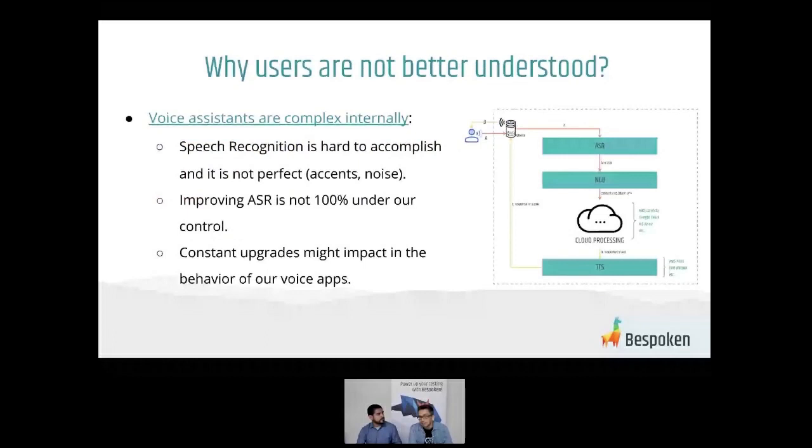So the thing is, why is this happening? Why are users not better understood? There are many factors, but one key point here is that voice assistants are very complex internally. Speech recognition is hard to accomplish. It's not perfect, especially when we add variables like accents and background noises. Improving it is not 100% in our control, and plus developers and providers are constantly adding improvements to their backends to have a better experience for the users, right? Right. But that might also affect how your voice app behaves.